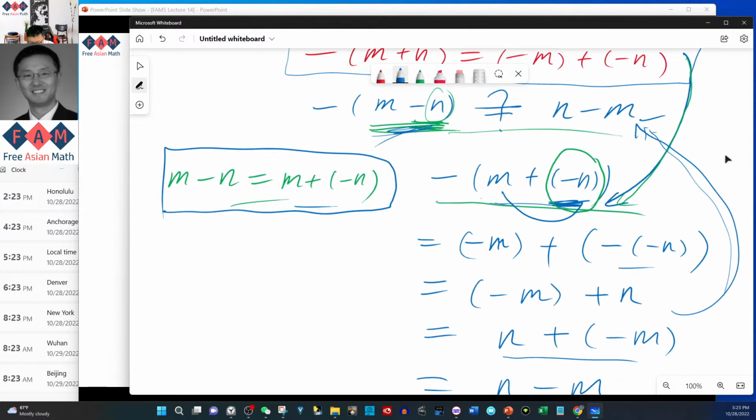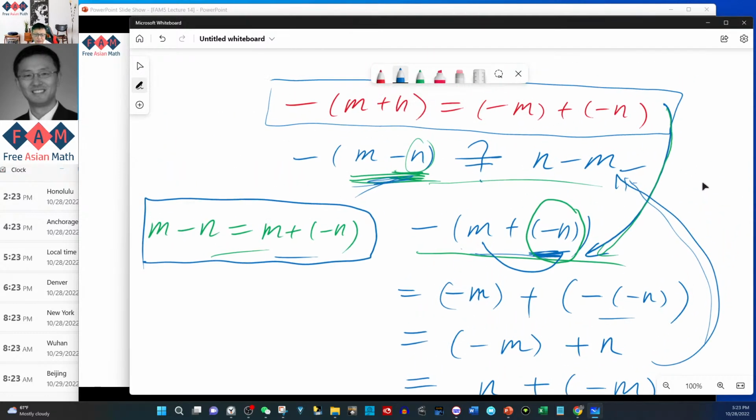So don't think this is trivial, okay? Because to establish that this is indeed true, the negation of m minus n equals n minus m needs to be proven. You cannot just think, I believe this is right. Or my teacher already taught me this is right. This is the formula I need to use. I just memorized this. But it's super important to understand why this is true.